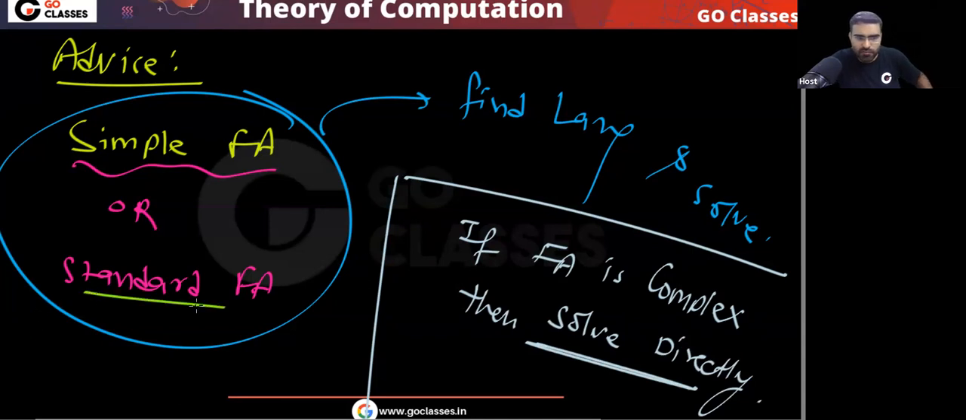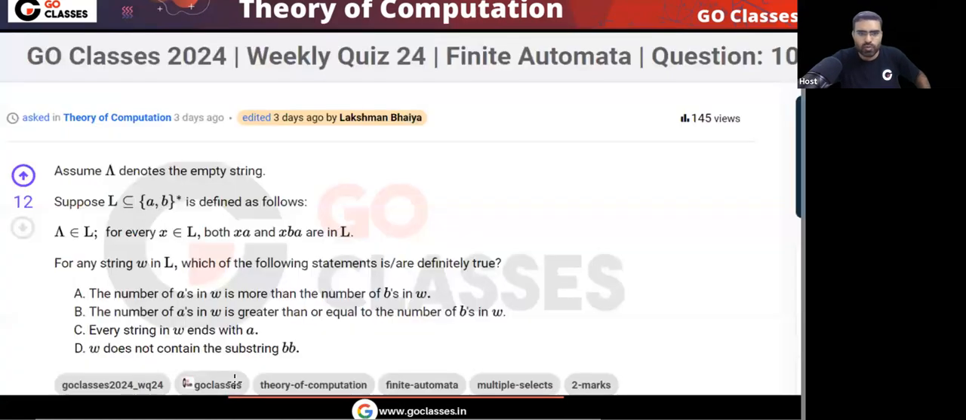Some finite automata are standard, right? Yes or no? You can easily find their language and then you can solve the question. But if the finite automata is complex, then you solve directly. Don't find the language. Okay, let's move on.